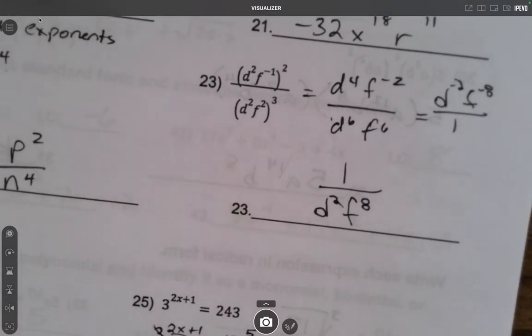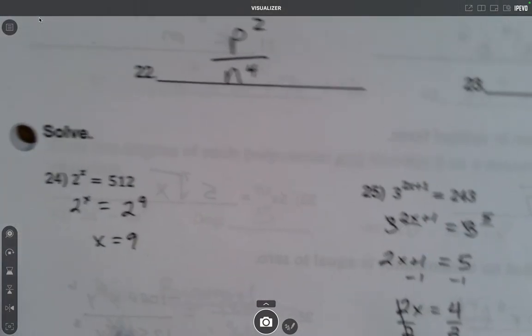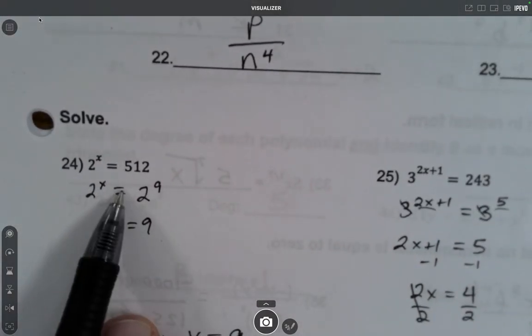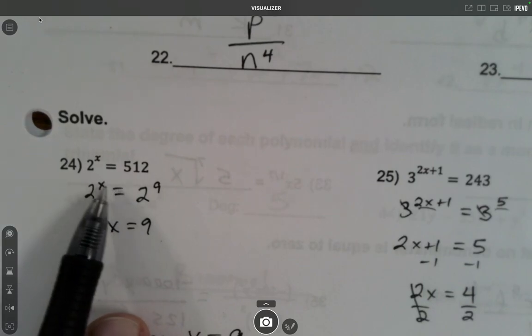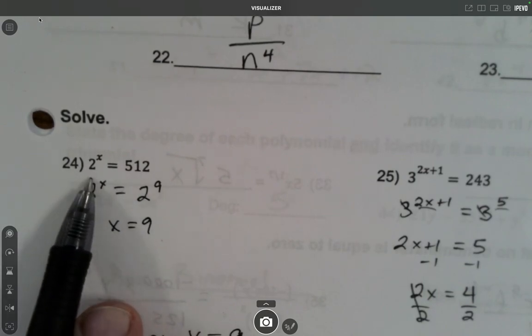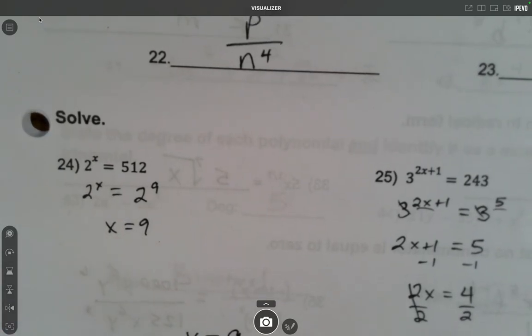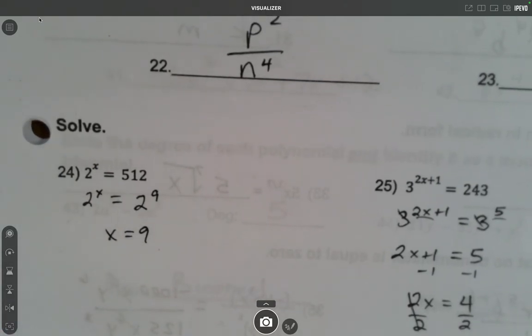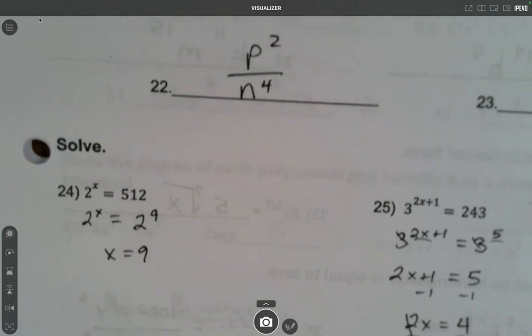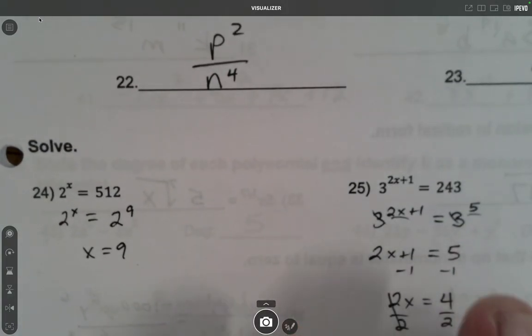Okay, we'll pick up where we left off, number 24. So when you have these exponential equations, now exponential means there's a number as the base and a variable as the exponent. What you've got to do is figure out what power of 2 is equal to 512. Now I know you see the answer right there, but that's not something you have to have memorized. It's okay if you've got to guess and check in your calculator.